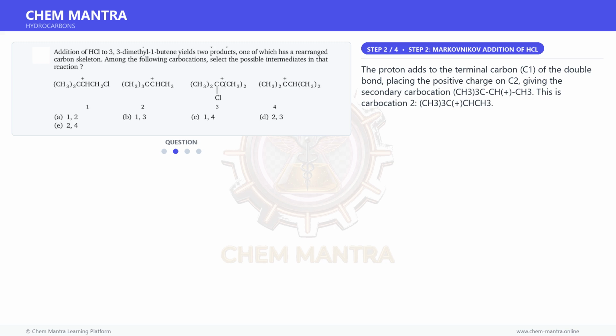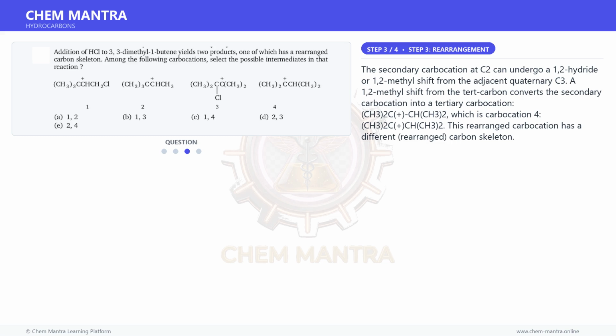The proton adds to the terminal carbon, C1, of the double bond, placing the positive charge on C2, giving the secondary carbocation (CH3)3C-CH+-CH3. This is carbocation 2: (CH3)3C+CHCH3. Moving on to the next step.